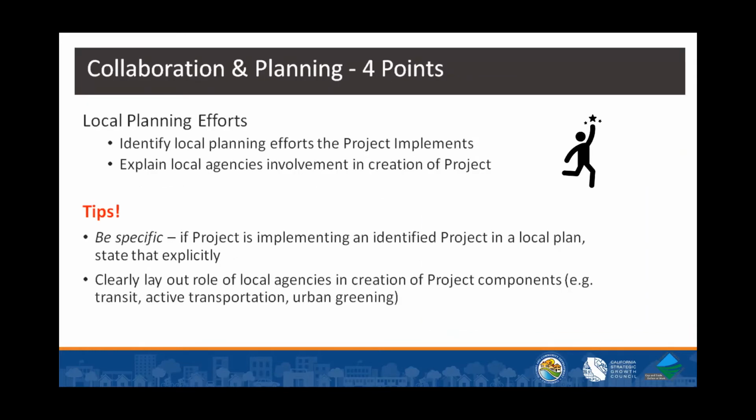Collaboration and planning, 4 points. So you get 4 points when you show successful local planning efforts. Identify local planning efforts the project implements, and explain local agency involvement in creation of the project. Some tips: be very specific and explicit. Also clearly lay out the roles of local agencies and community members in creating the project components.